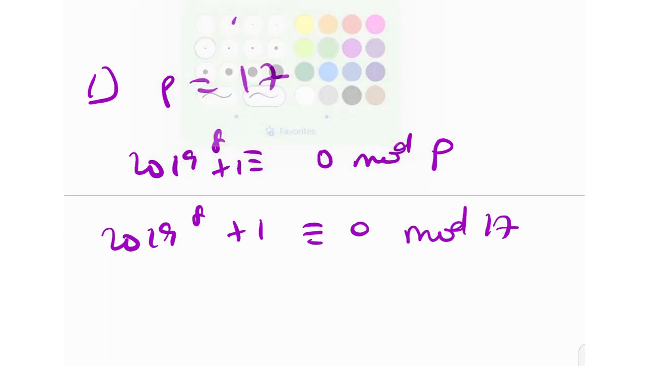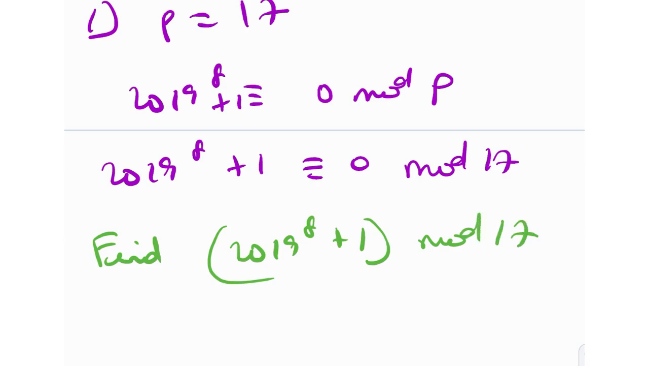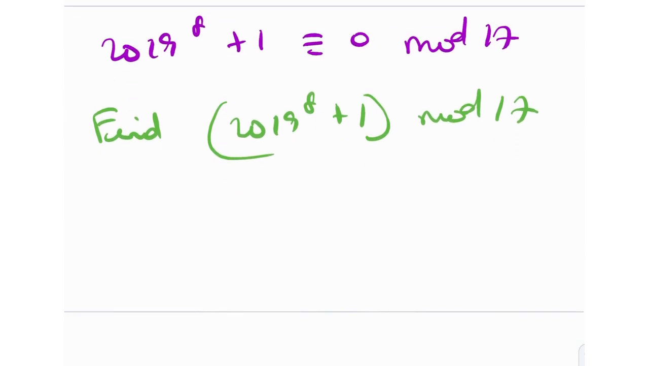So effectively, we just need to find the value of 2019 raised to the power 8 plus 1 mod 17. Effectively, what's the remainder when 2019 raised to the power 8 plus 1 is divided by 17? It's a pretty elementary question. So 2019 is actually 13 mod 17. So you get 13 raised to the power 8 plus 1 mod 17.